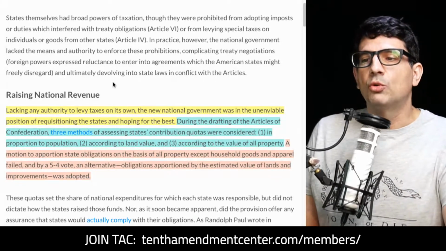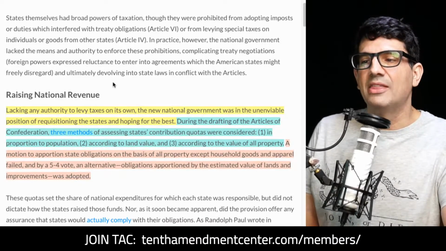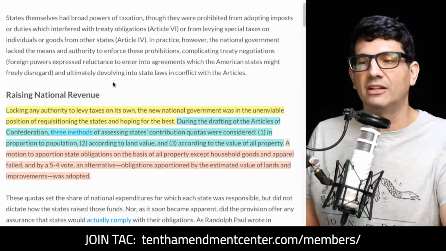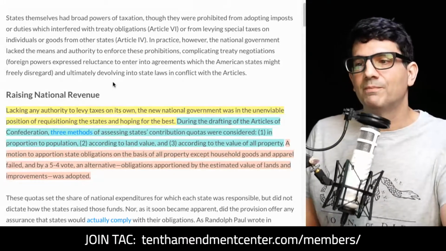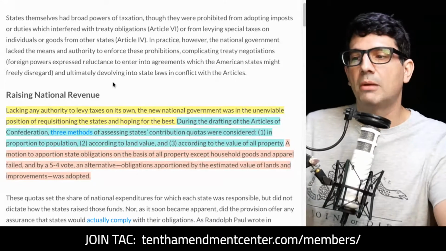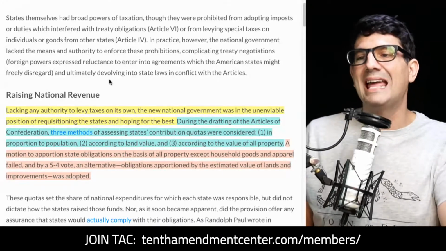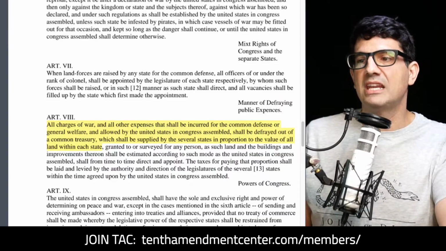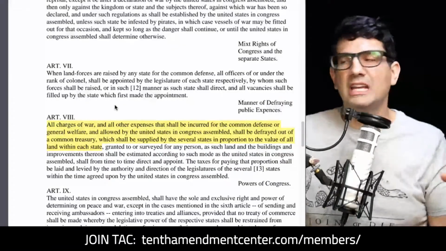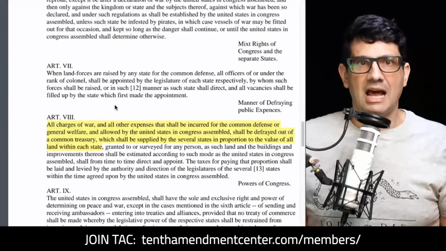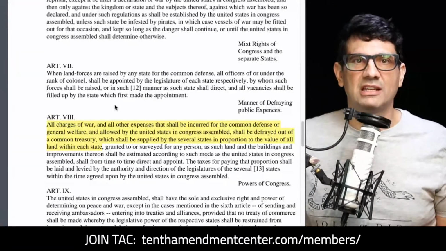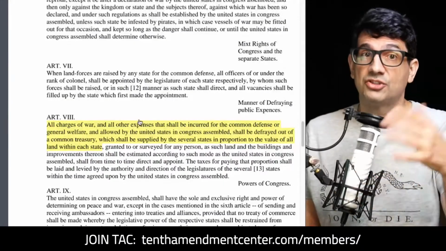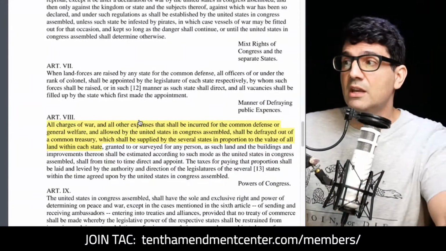A motion, they write, to apportion state obligations on the basis of all property except household goods and apparel failed, by a 5-4 vote. An alternative, obligations apportioned by the estimated value of lands and improvements, was adopted. So under the Articles of Confederation, here it is, Article 8, they're talking about how to pay off the war. How do they pay off these massive expenses, which really led to a lot of other problems in coming years, Shays' Rebellion and things like that as well.